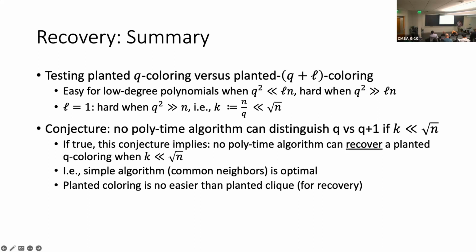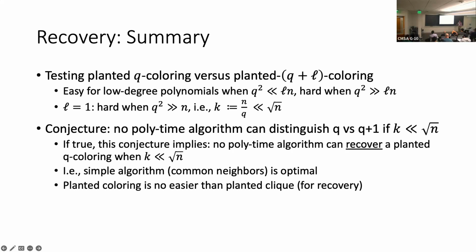And so let's recap, how exactly does this relate back to the recovery question? Well, one way to think of it is that this is a rigorous result that leads us to conjecture that no polynomial time algorithm can distinguish the Q coloring versus Q plus 1 coloring. Depending on how strongly you believe in this low degree polynomial stuff, you can have your opinion about how strong of a conjecture this is.